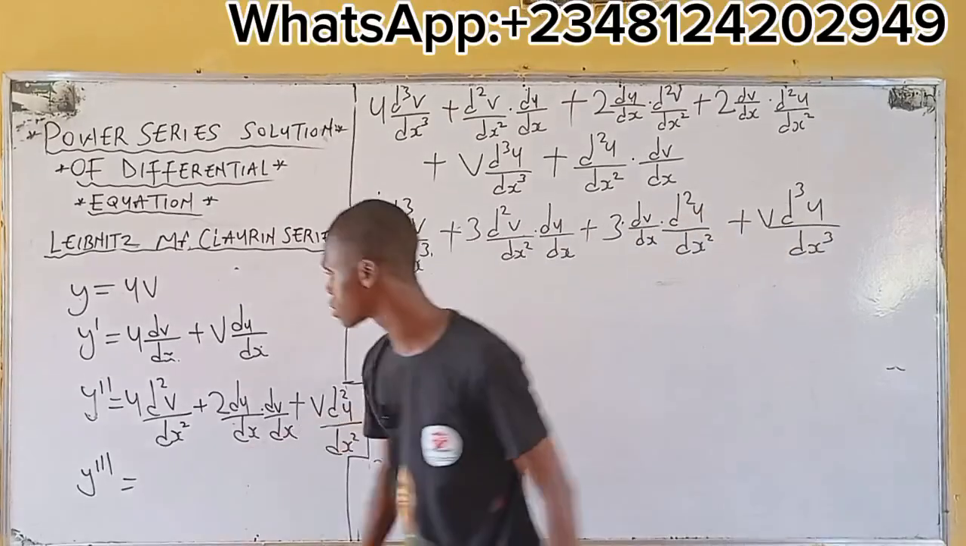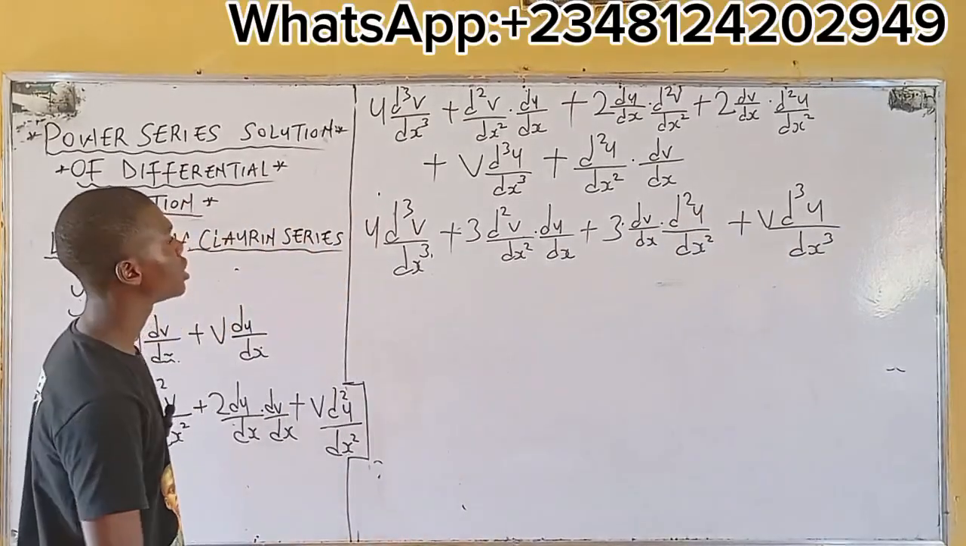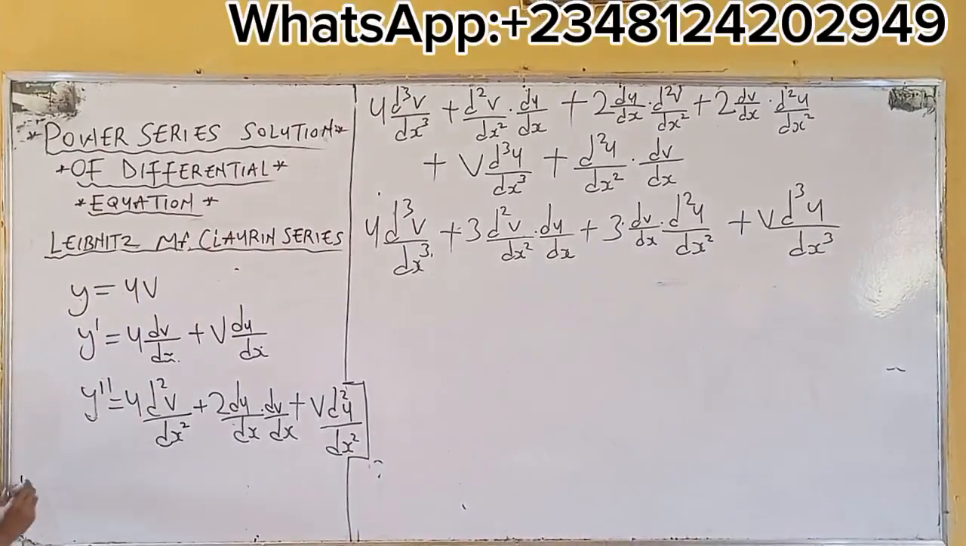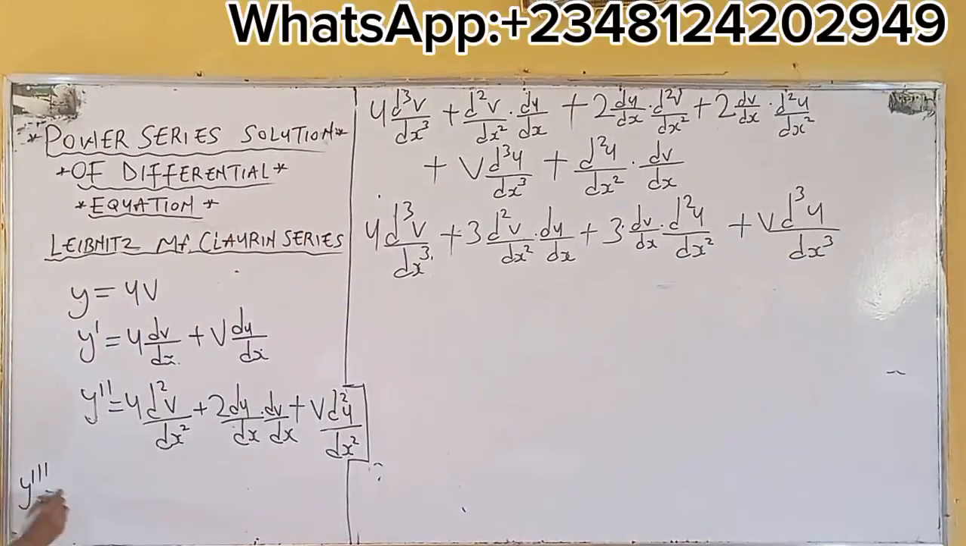Now back to what I have initially. Meaning that y prime prime, which is the third derivative, becomes what? u cube what?